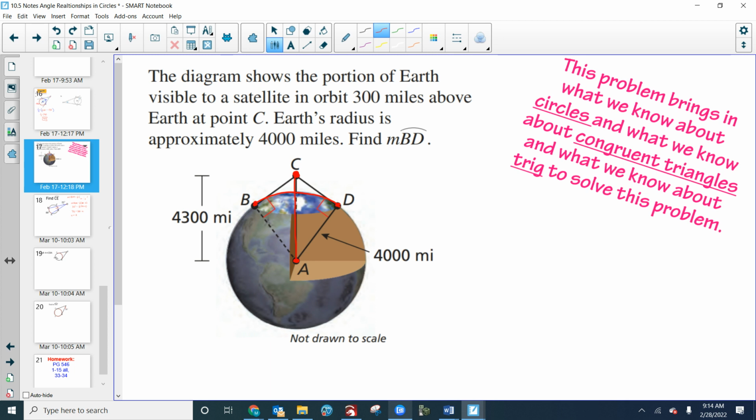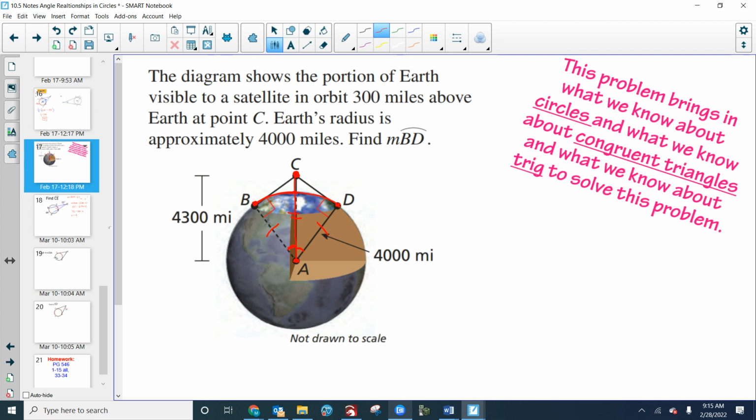All right. AC is 4,300 miles. We're asked to find arc BD. I'm going to give you a little hint. If we're going to find that arc, do you agree these are central angles? If I can find one of these central angles, then this arc from here to here is equal to that central angle, right? And because these are going to be congruent triangles, reflexive property, radius, right? So hypotenuse, leg, congruent triangles.